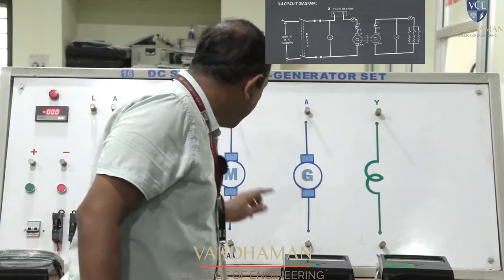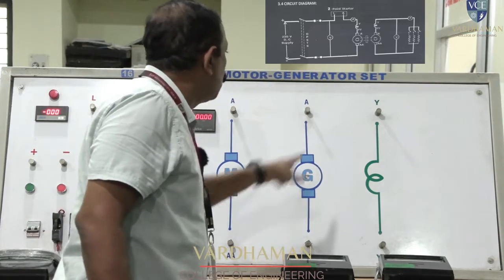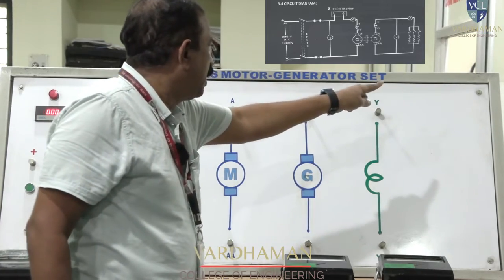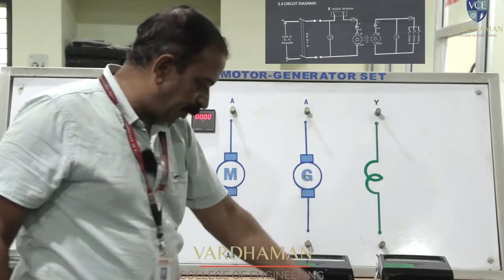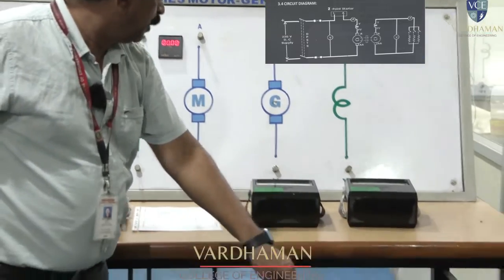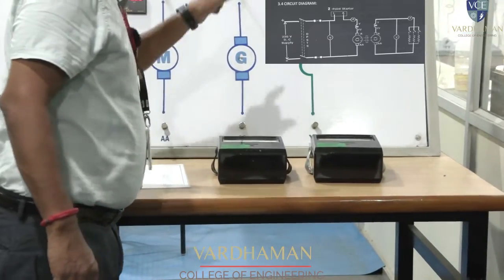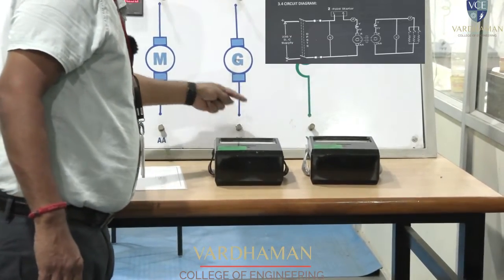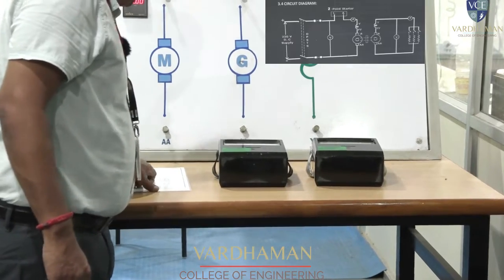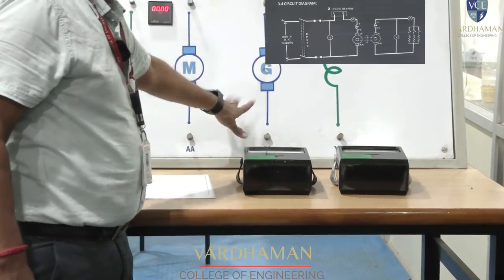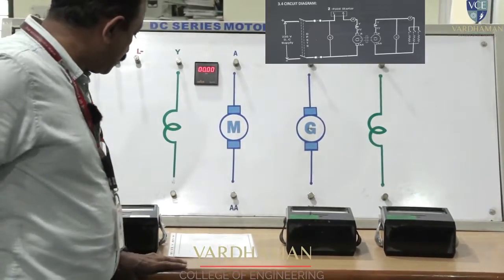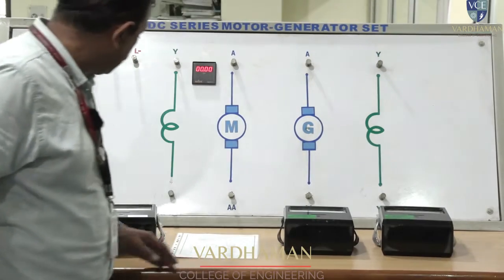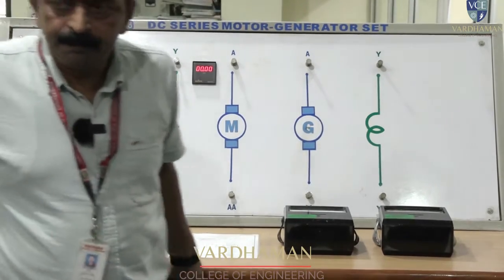Of the remaining two terminals, Y and AA, Y is taken to the voltmeter and ammeter. The ammeter's other terminal is taken to the positive of the load. The negative of the load is connected to the voltmeter's second terminal, and that is connected to AA. That is the generator connections. Now let us see, with the help of Madhu sir, how to connect the circuit diagram.